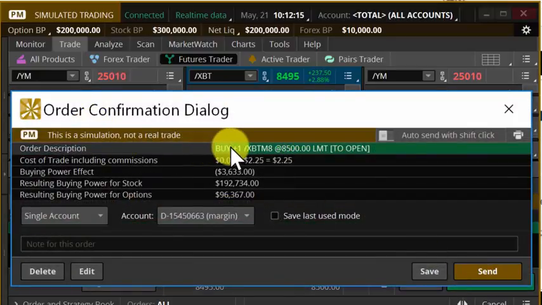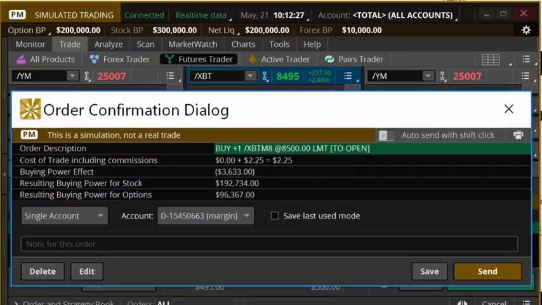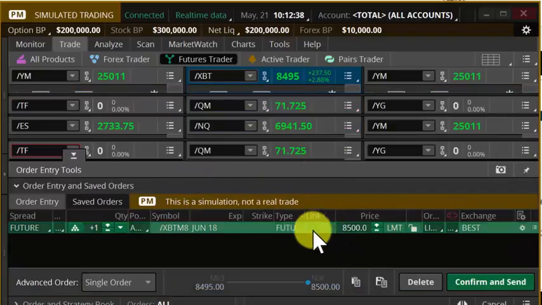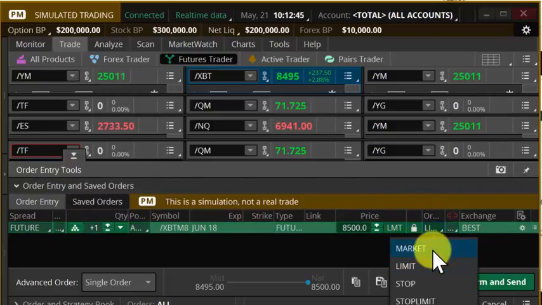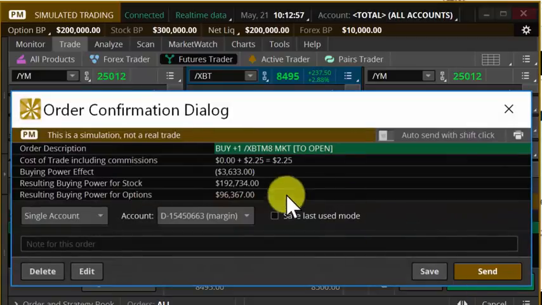you want to confirm. You want to buy one XBT M8, so M probably represents the month, at 8,500 limit. You could change it to market if you wanted to. Right, so to change it to market, you'd have this order here. This part here is limit that needs to change to market. So you change this to market. So now you have market June. This is the month of the futures contract, and that's probably what the M corresponds to. You click confirm and send.